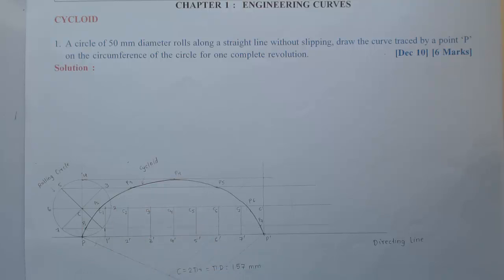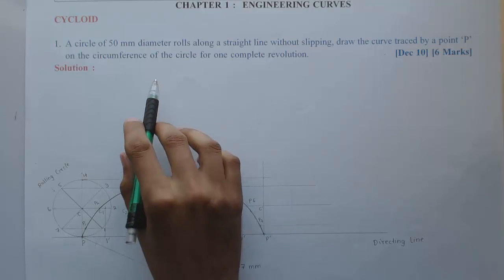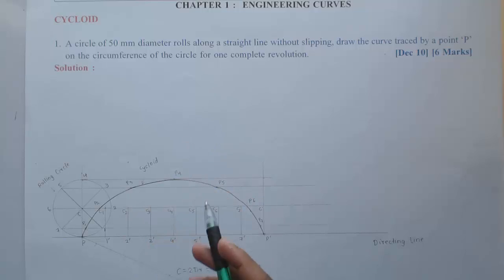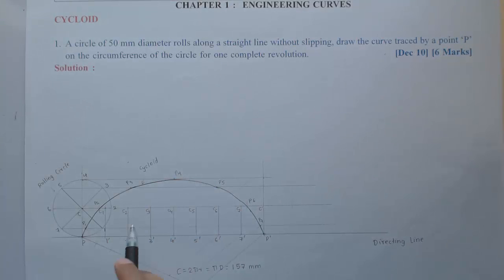Now one more question that can be asked is to draw the normal and tangent to this cycloid. Okay, for this problem it is not asked. We'll see in the next problem how to draw the normal and tangent. So this is the basic method to draw any cycloid.